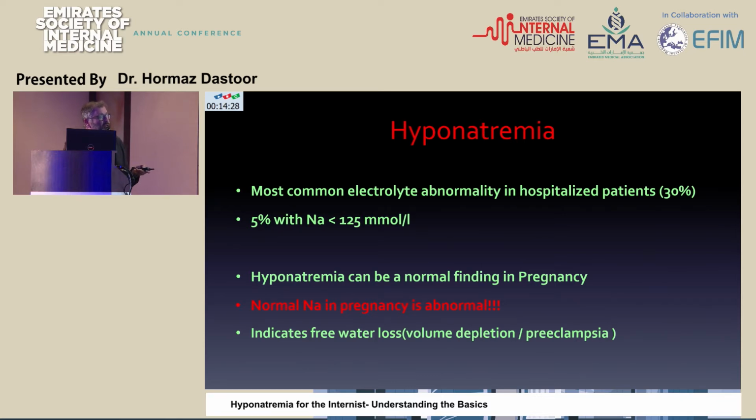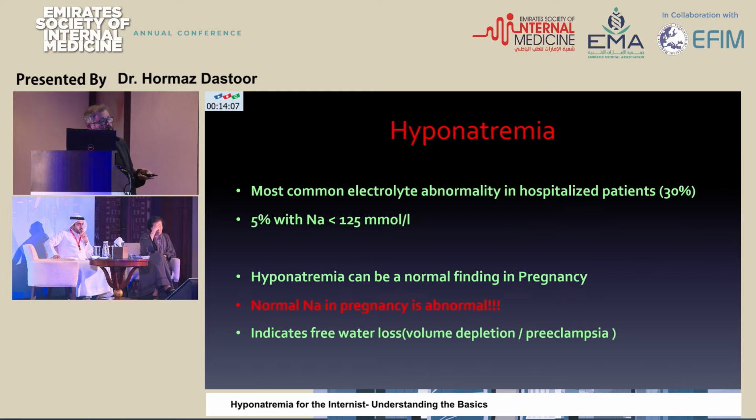It's also important to note that hyponatremia is a normal finding in pregnancy because of the hormonal changes, you retain water. So if you see a normal sodium in pregnancy, that is considered to be abnormal. It indicates usually free water losses such as volume depletion or preeclampsia. So remember that in normal pregnancy, when you have hyponatremia, that is kind of like a danger sign.